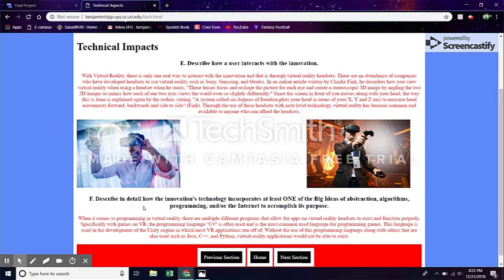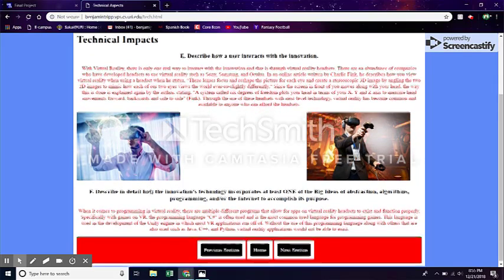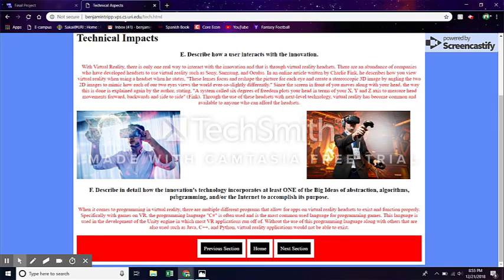So for the next prompt, detail how the innovation's technology incorporates at least one of the big ideas of abstraction, algorithms, programming, and/or the internet to accomplish its purpose. So here I talked about how programming language is super important to virtual reality for their applications, including games, internet, and viewing videos, movies, anything on YouTube, or anything you download. I mainly talked about the programming language C#, which is the most commonly used language for programming games for virtual reality.